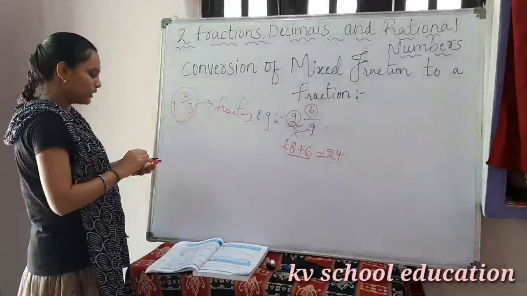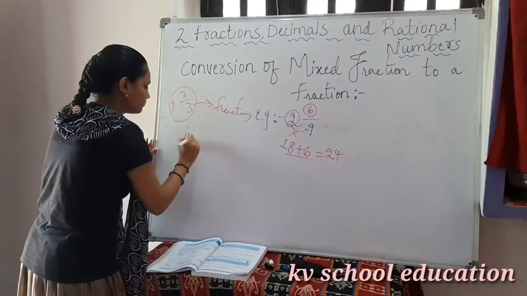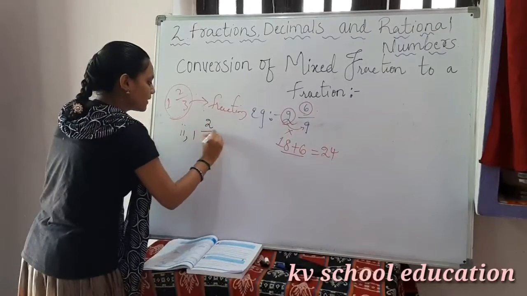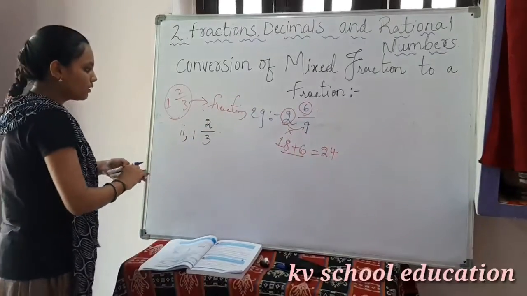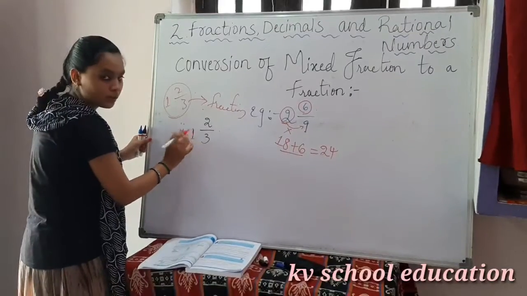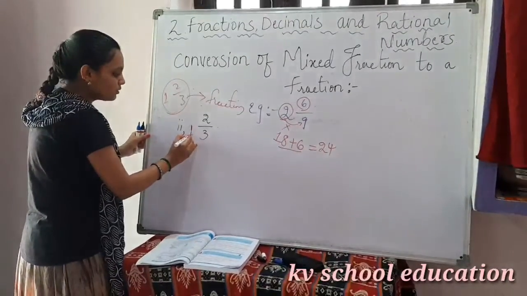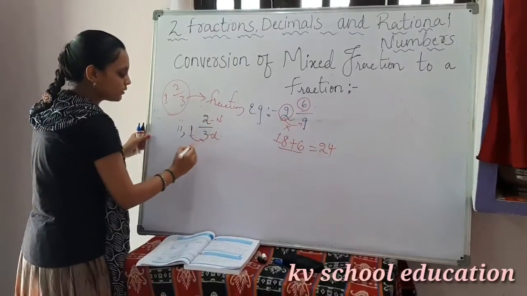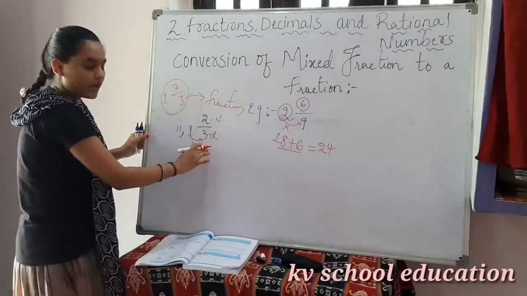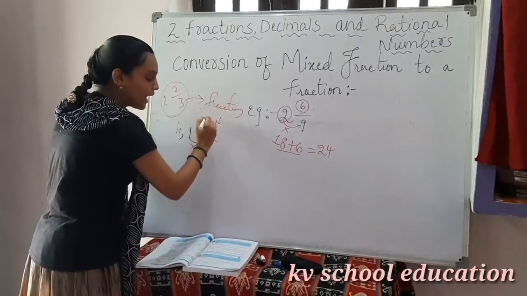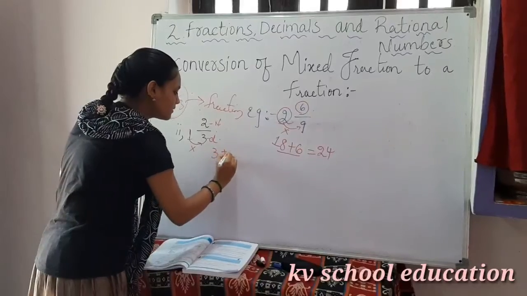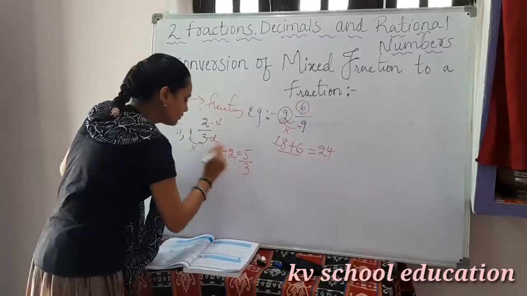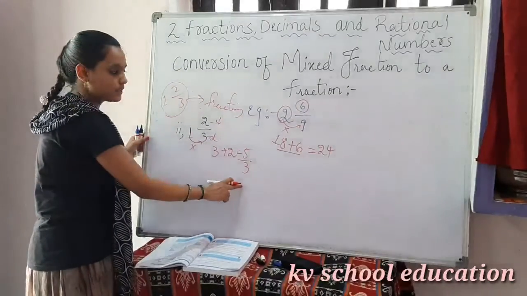And one more example we will take. 1 2 by 3. Now here 1 is a whole number. So we should multiply it with the denominator. This is the denominator, this is the numerator. 1 into 3 is 3. And then add the numerator: 3 plus 2 is 5. So here 5 by 3, because the denominator we should write as it is.